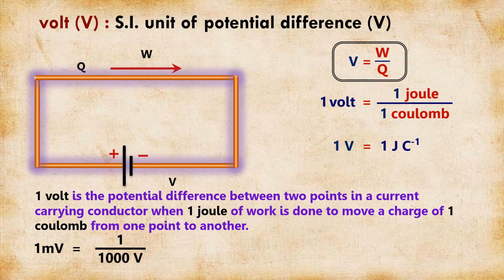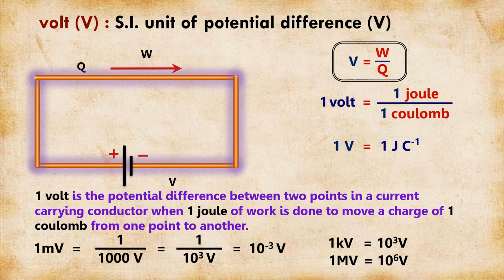So 1 millivolt is equal to 1 by 1000 volt, which is 1 by 10 to the power 3 volt, equal to 10 to the power minus 3 volt. 1 kilovolt or kV is equal to 10 to the power 3 volt. 1 megavolt is equal to 10 to the power 6 volt.